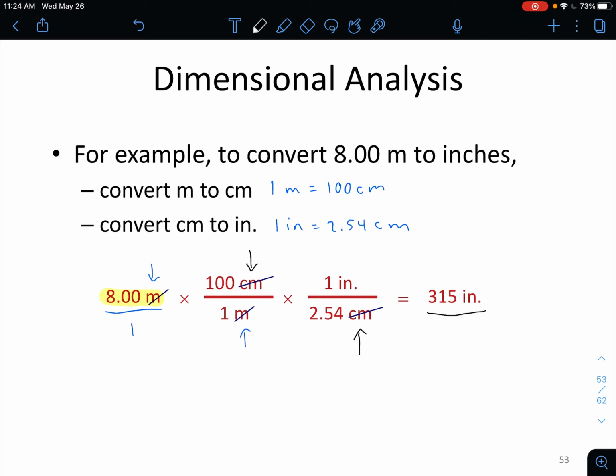And when we solve for this, we find that our answer is 315 inches. So our first step, like I said, is to collect the appropriate unit conversions, and then once we get the appropriate unit conversions, we can get into the new unit, whatever it is, in this single line conversion like you see here.